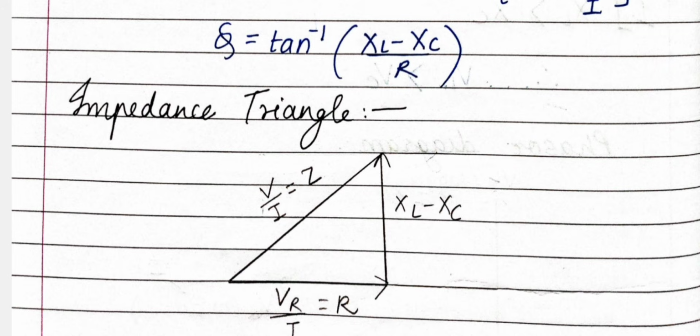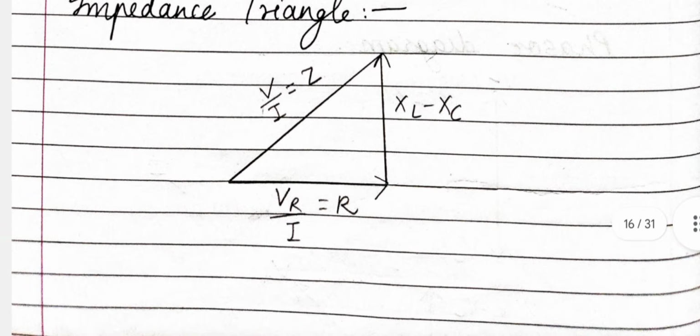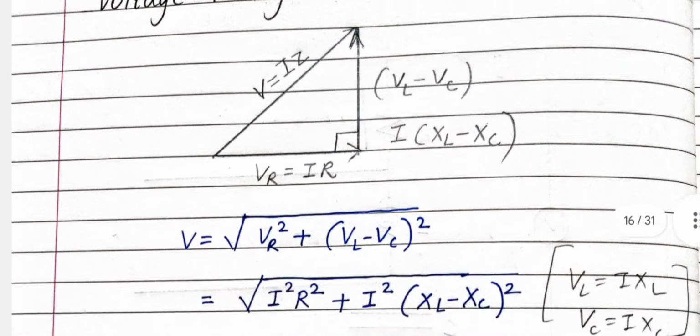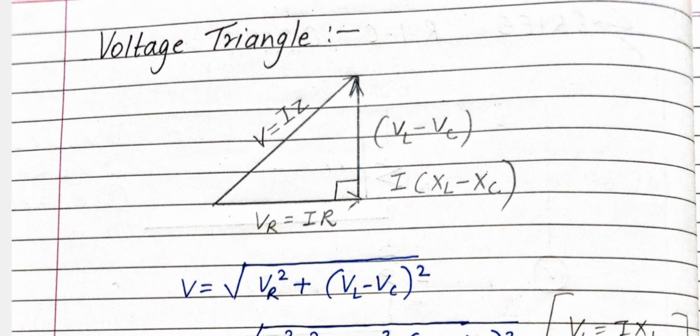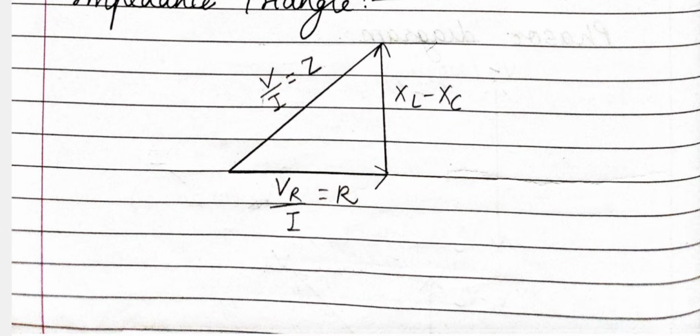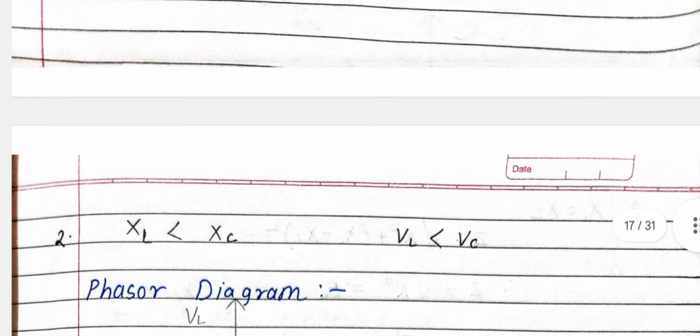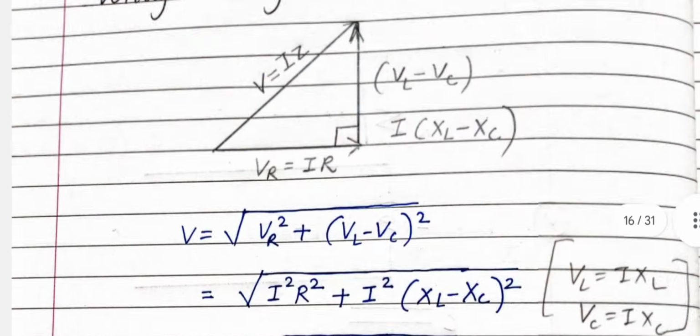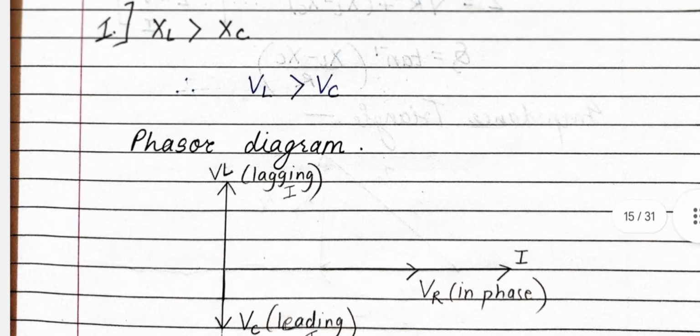Now let us go to the impedance triangle. So what is the idea for it? You just have to draw the same voltage triangle, but divide through by I on either side of the equations. So you can write V by I equal to Z in this case, and here XL minus XC, equal to VL minus VC upon I, and here VR upon I equal to R. So this will be your impedance triangle. So here your first case, that is XL greater than XC, is over.